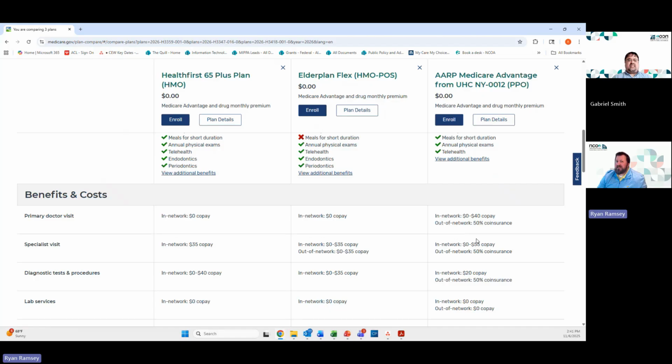So just based off of the primary care information and our specialist doctor, it does look like this one's going to be the most costly. This one's going to be the second most costly, and this one's going to have the highest likelihood of being the most cost effective, just based off of these specialist visits and primary doctor visits, just because that one is between 0 and 35 on the specialist as well.